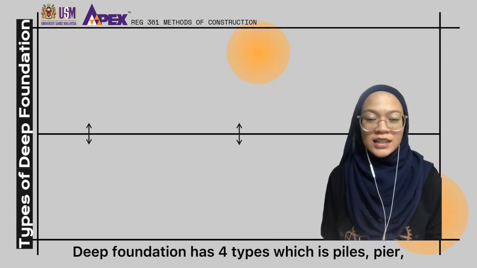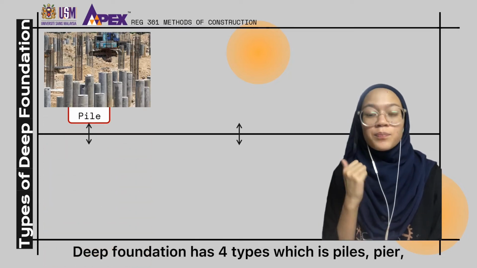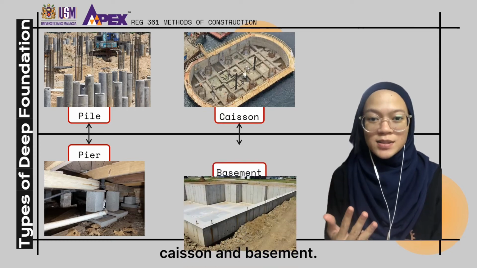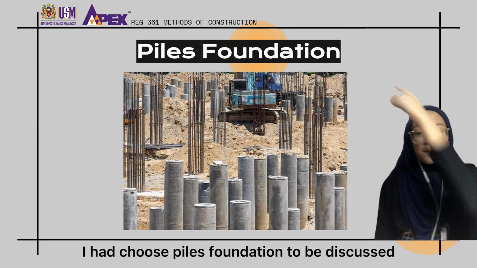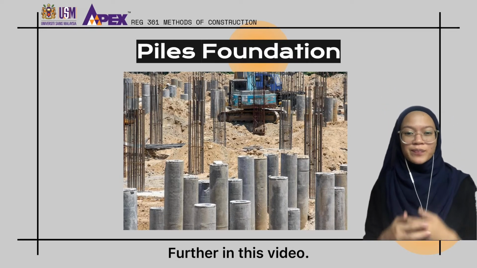Deep foundation has 4 types, which are pipe, pier, caisson, and basement. I have chosen pipe foundation to be discussed further in this video.